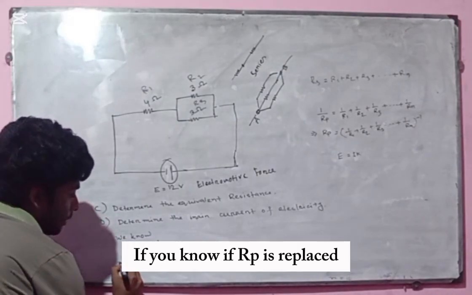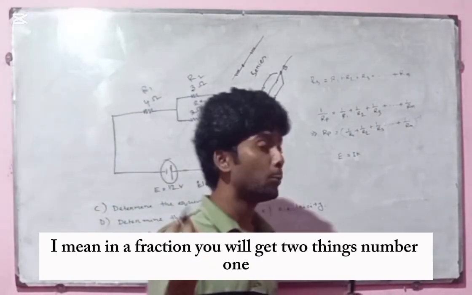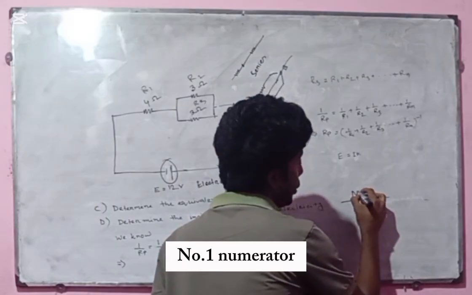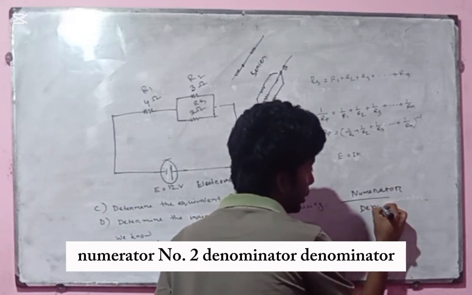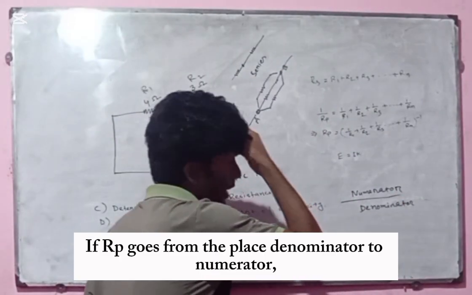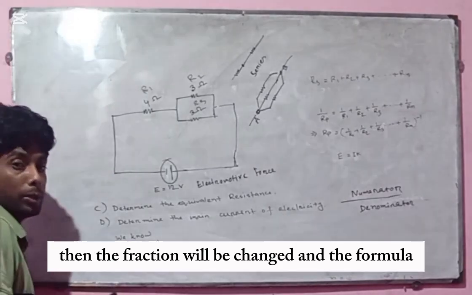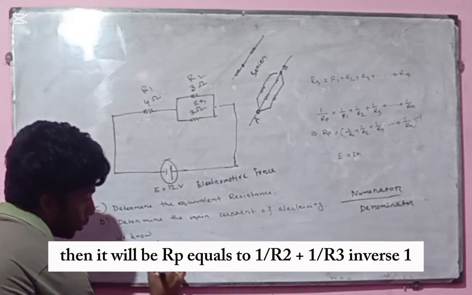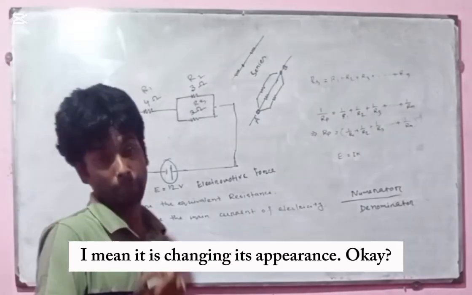Okay. If RP changes its place, in a fraction you will get 2 things. Number one, numerator. Number two, denominator. If RP goes from the denominator to the numerator, then the fraction will be changed and the appearance of the formula will be changed. Then it will be RP equals 1 by R2 plus 1 by R3, inverse 1. It is changing its appearance.